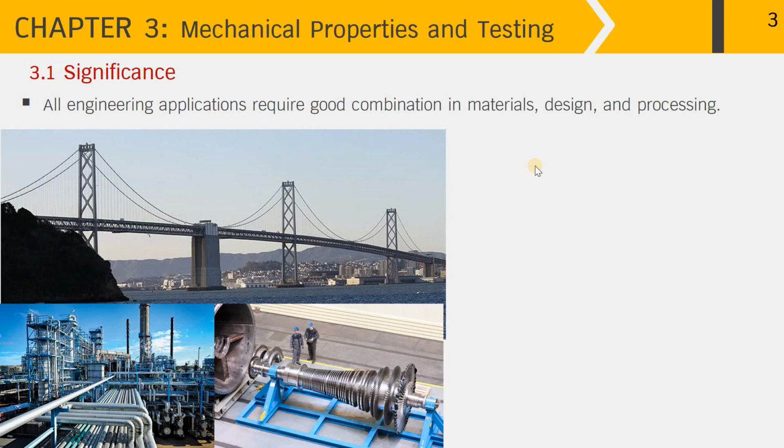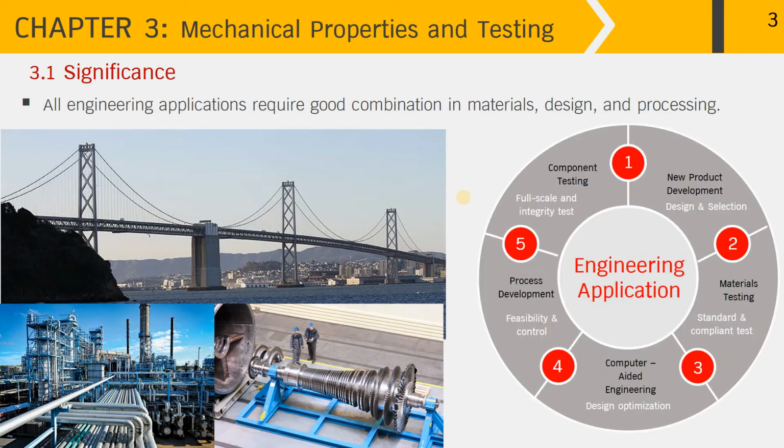Topic 3.1: The significance of mechanical properties and testing. If you have a look at these three pictures, you see three different engineering applications. The first one here is the huge suspension bridge. Down here is the chemical process plant, and on the right is the solar thermal power station. All these three applications require a good combination of materials, design, and processing.